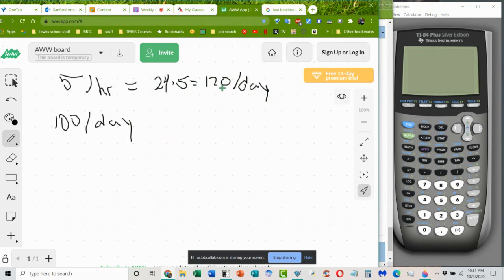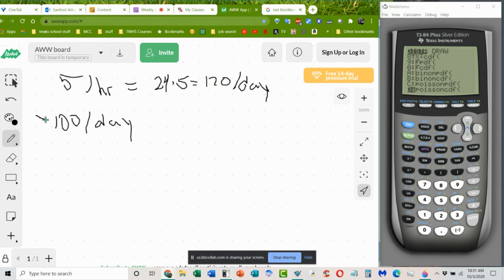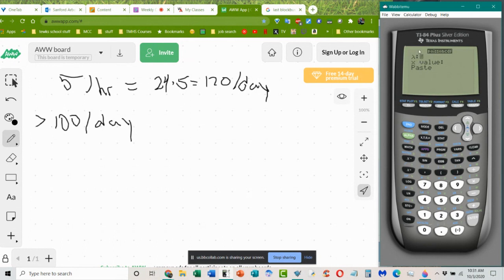So if I get 120 cars per day, I can now find the chance of me getting more than 100. All right, and so to do that again, I do Poisson. And because it's greater than 100 cars per day, I'm going to do the Poisson CDF, which again means cumulative. It means I've added up all the things. And if you have this one, it's going to ask for the lambda. The lambda is just this. This is lambda. So I have 120.